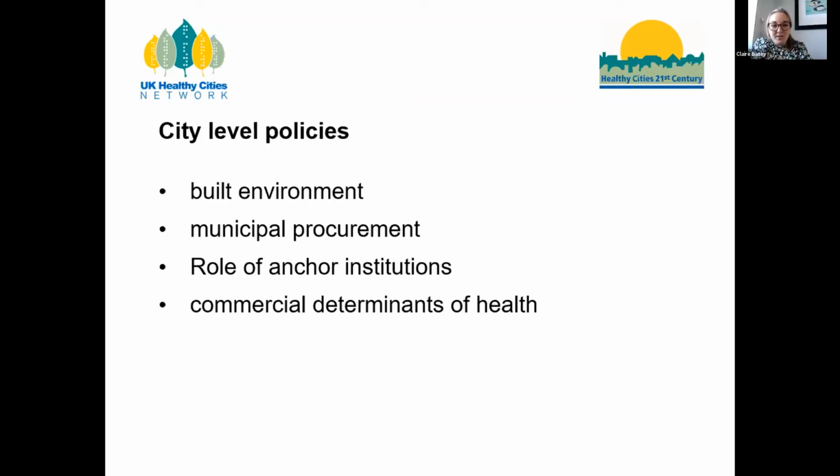And then looking at city level policies that are within the framework, they fall into 4 categories, which I think do overlap, but the ones that are relevant to the food environment are looking at the built environment, which I think is where this fits today, the municipal procurement, and the role of anchor institutions, and then also tackling the commercial determinants of health as well.